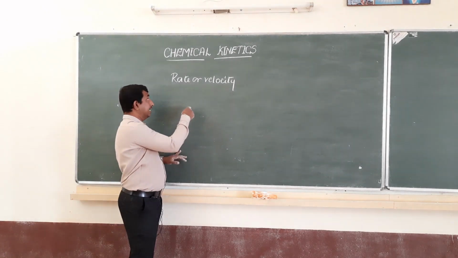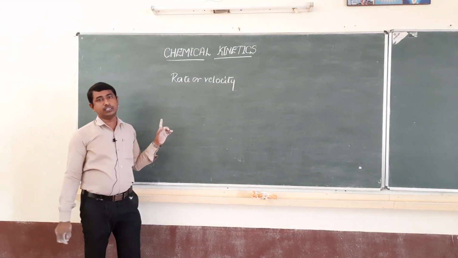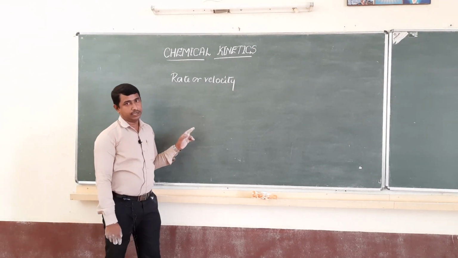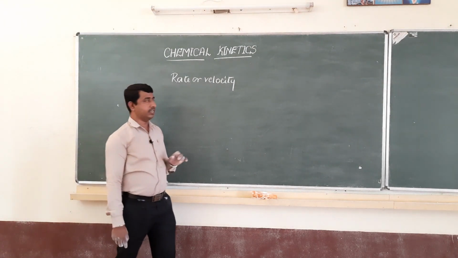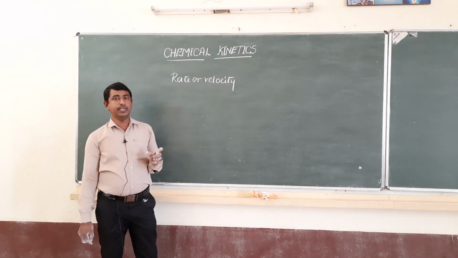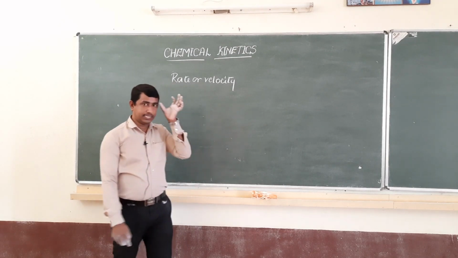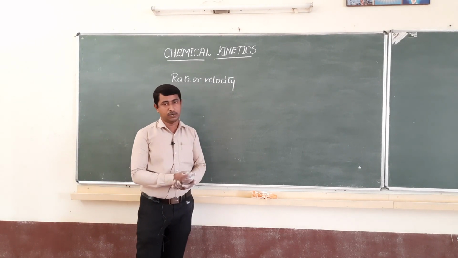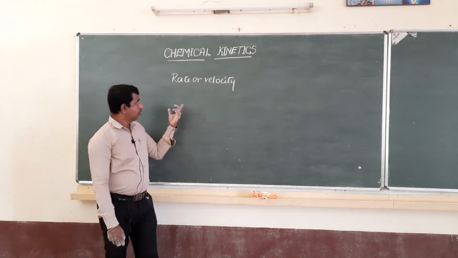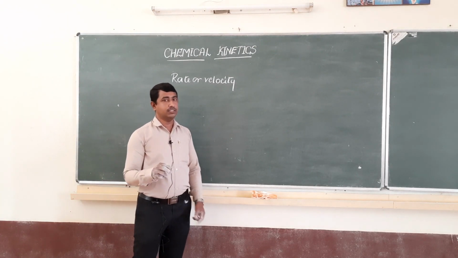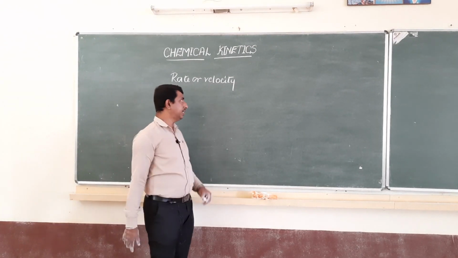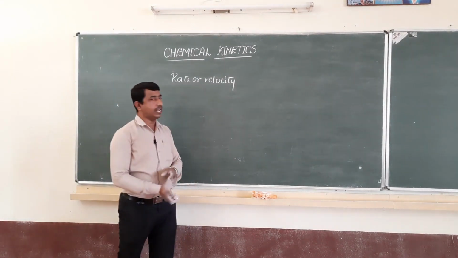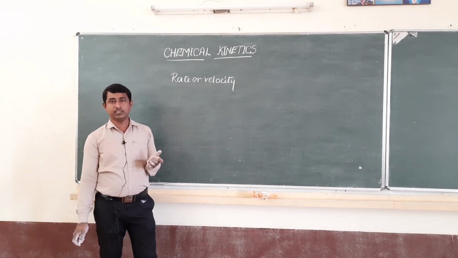Then I told you that the rate of the reaction can be explained by taking a graph of concentration versus time. Further, I told you about instantaneous rate and average rate. Average rate means the rate of the reaction measured for a longer time gap. If it is measured for a smaller time gap, it is called instantaneous rate. For average rate we use delta because the time gap is larger. For instantaneous rate, in place of delta we use d, because the time gap is very small.